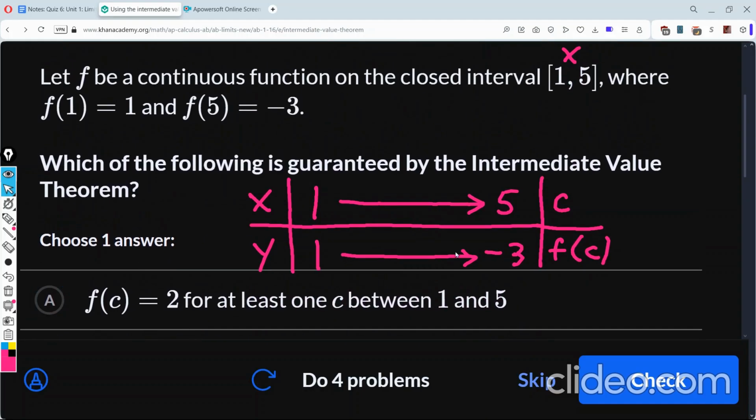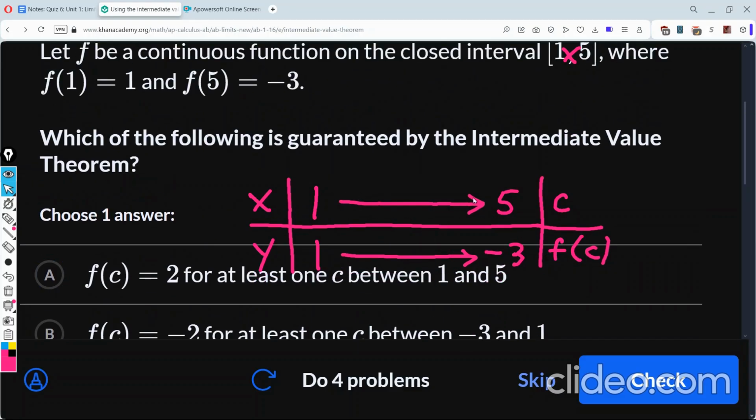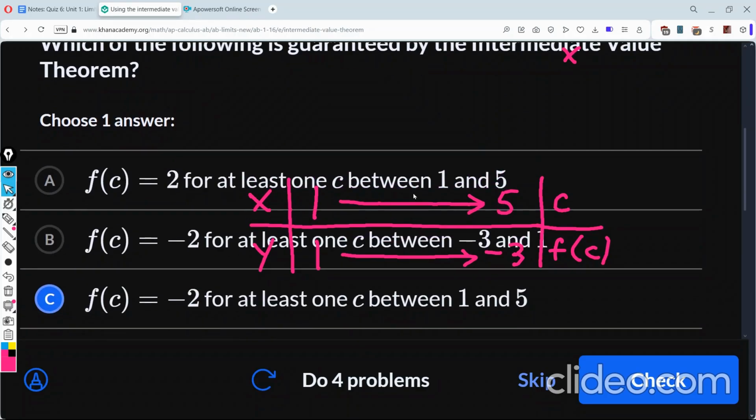Answer C, f of c equals negative 2. Yes, we said that was okay. Negative 2 falls between 1 and negative 3. And c is between 1 and 5. Yes, that is true as well. So it is answer C.